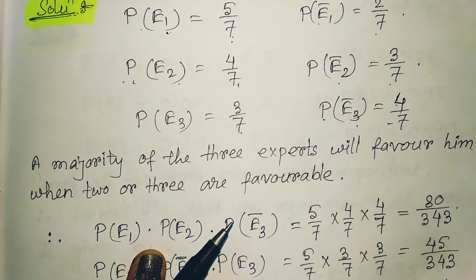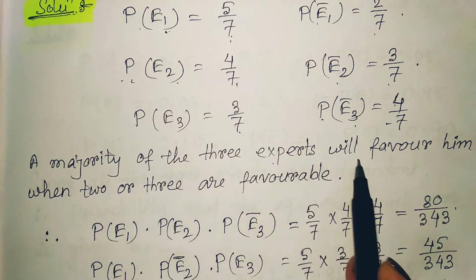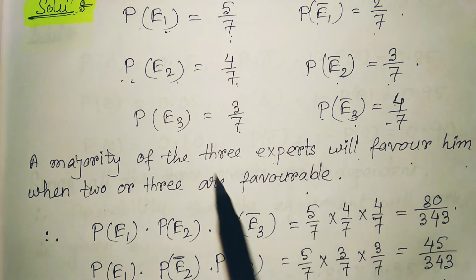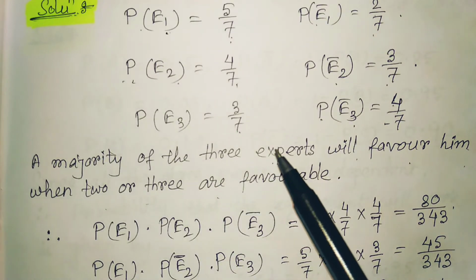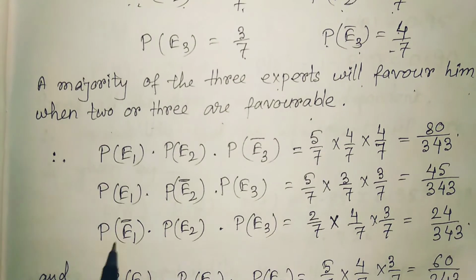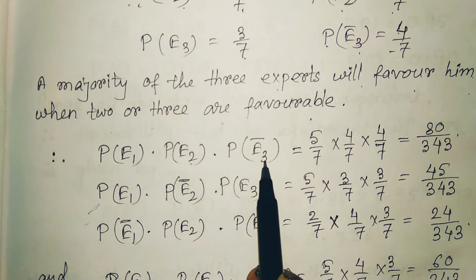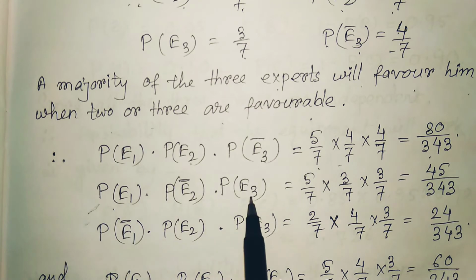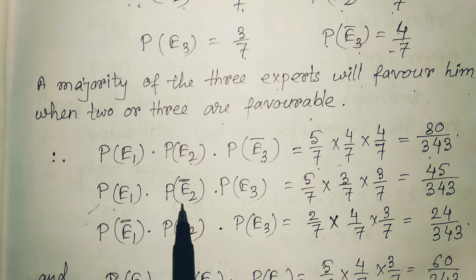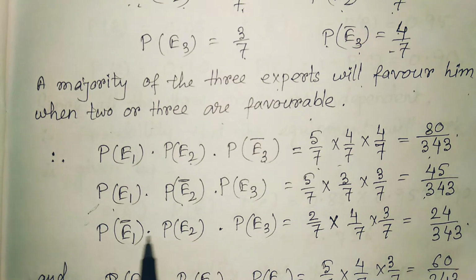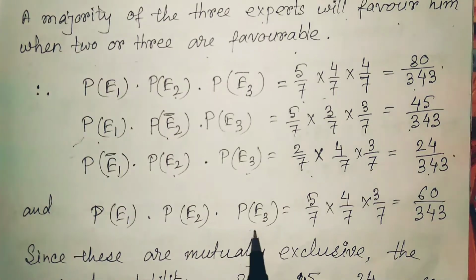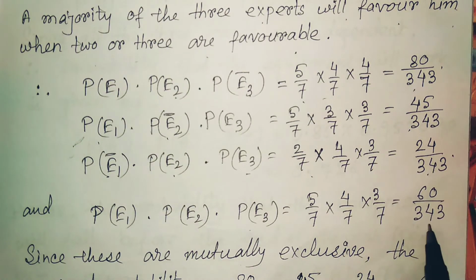So the question is, the majority of the 3 experts will favor him when 2 or 3 are favorable. It is very obvious. At least 2 of them should favor him. That means first 2 select him and third one doesn't, its probability is this one. First and third one select him and second one doesn't select him, its probability is this one. First one not selecting him and the second and third interviewer selecting him, its probability is this one. And all 3 selecting him, its probability is this one.